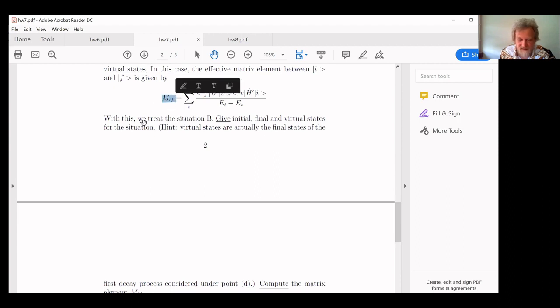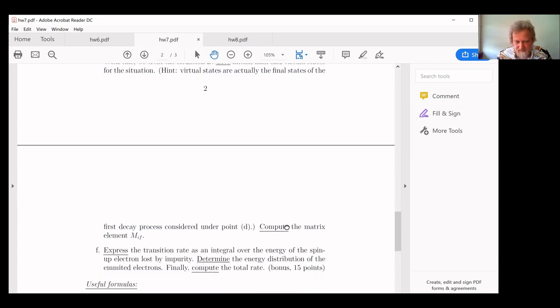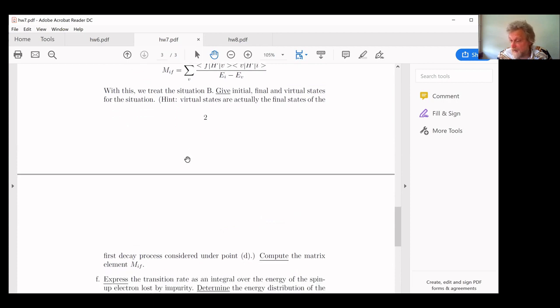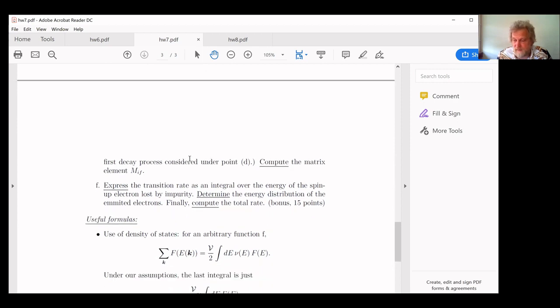And we use this to compute the rate in situation B, but since it's a homework and not a bonus point, it's supposed to be simple. We just stop short of computing this rate. We only compute the matrix element, right? For this, you need to have the final states, the initial state, and also virtual states. There can be several virtual states. Be aware of this.